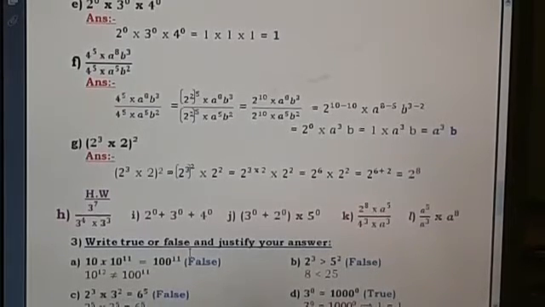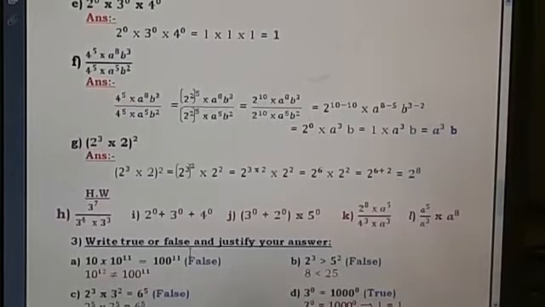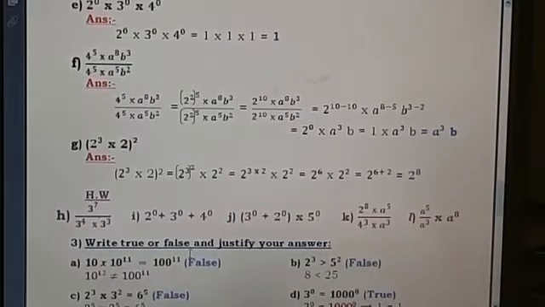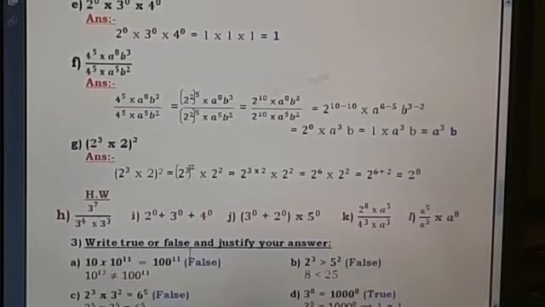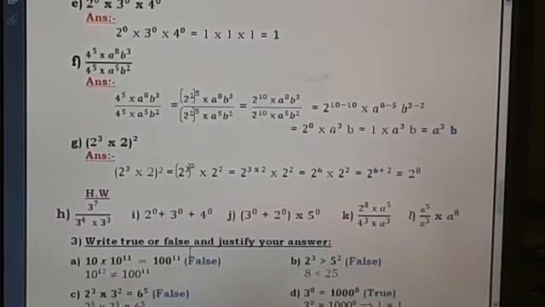Next question: 4 to the power 5 into a to the power 8, b to the power 3 divided by 4 to the power 5 into a to the power 5, b squared. So this is the question. Already I have told you bases should be prime numbers. So 4 is not a prime number. We have to convert it into prime number in exponential form also. So 4 we can write as 2 square, then power to the power will come. Then we have to multiply that. Next we have to use the second law, then subtract the powers, we will get the answer.